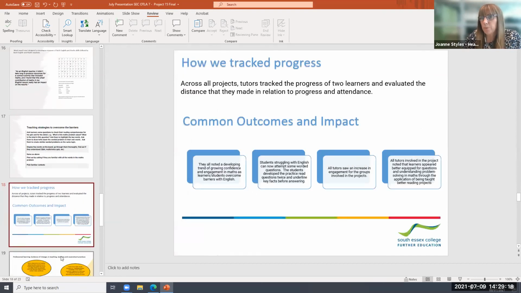We tracked the progress just by making sure that we had those two learners and evaluating the distance that they made. And we did that probably like everybody else through feedback questionnaires, through monitoring mock assessments over a period of time, through looking at any baseline tests and repeating those maybe 3 times to see, for those learners that are involved in the project, how they move forward, and also using those longer maths questions. They all noted a developing trend of growing confidence. They noticed that students struggling with English could now attempt those worded questions, and all tutors involved in the project appeared better equipped for those questions.